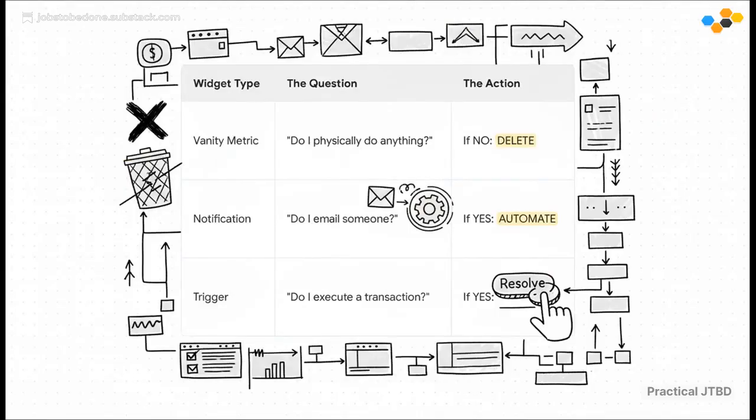And here's a more systematic way to do it. For every single widget on that screen, you go to the owner and you ask them one simple question. If this number changes, what do you physically do? If their answer is, well, nothing, then you know what to do. Delete it. It's a vanity metric. If they say, I send an email to Bob, great. Automate that email. And if they say, I have to go into another system and execute a transaction, perfect. That's your cue to build an automated trigger or a one-click resolve button.